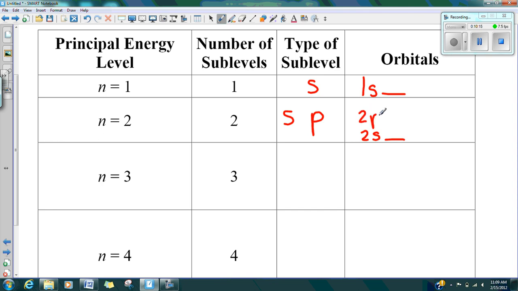And then if you go to the p's, you recall it can hold a total of 6 electrons. So 6 divided by 2 would be 3 orbitals. And each orbital can hold 2 electrons. And so now I have room for 6. So see if you can figure out n equals 3 and n equals 4. If not, we will take a look at that tomorrow. And we'll finish up the rest of this at that time.